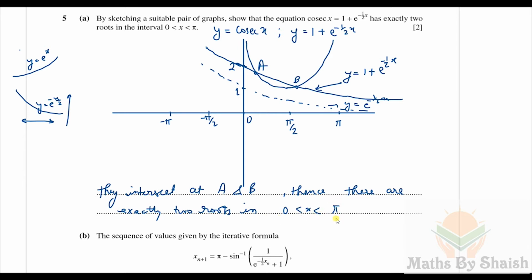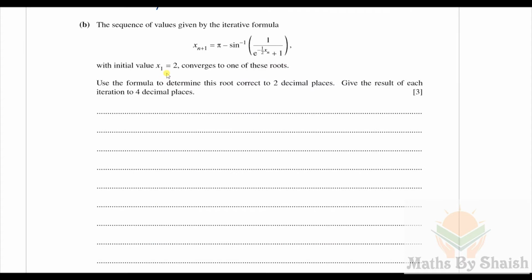And let's do the B part. The sequence of values given by the iterative formula x n plus 1 is equal to pi minus sine inverse of 1 over e raised to the power minus half x n plus 1, with initial value x1 as 2, converges to one of these roots. Use the formula to determine this root correct to 2 decimal places. Give the result of each iteration to 4 decimal places.